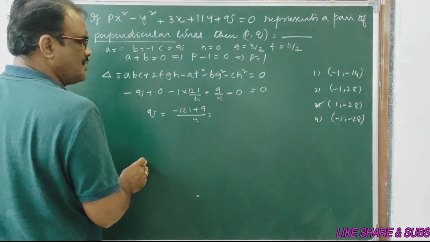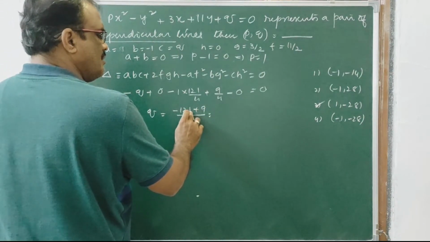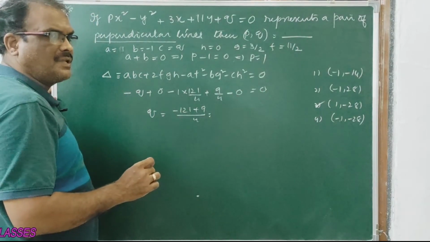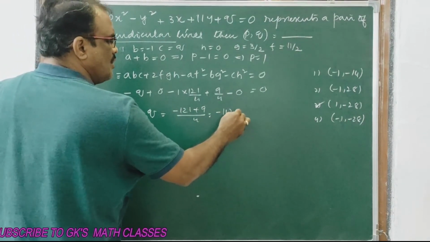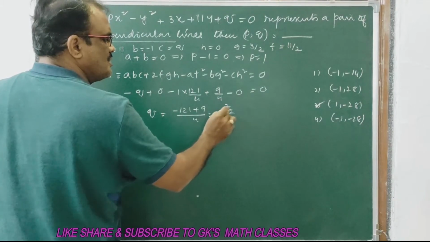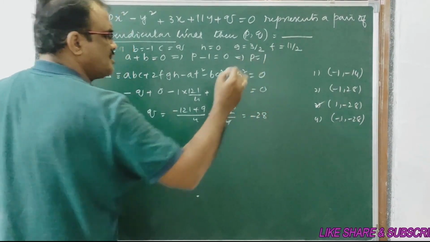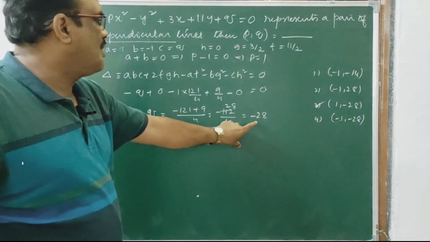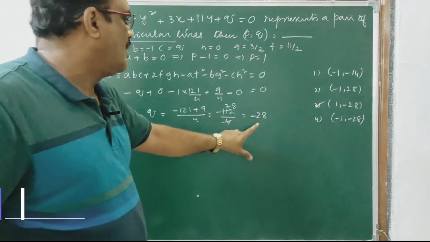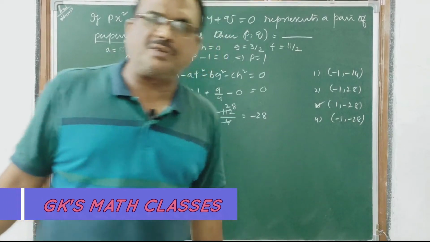So this is minus 121 plus 9, minus 112 by 4. 4 2s are 8, 4 8s are 32. So your answer is minus 28. The value of q is minus 28. P value is 1. So your answer is 1 comma minus 28.